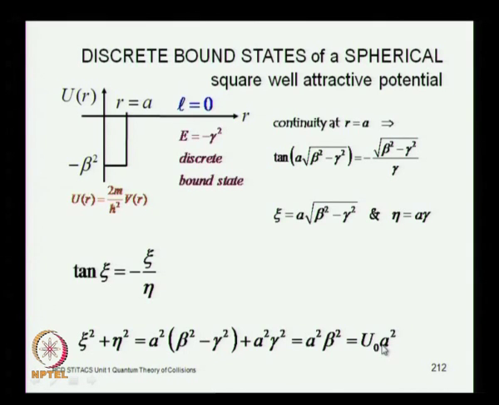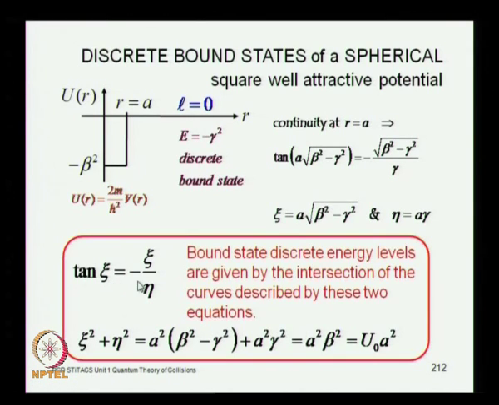Okay. So, u0 a square is what determines the strength of the potential: how deep it is, that is u0, and how far it has an influence, that is the range of the potential. So, xi square plus eta square equal to u0 a square must be satisfied, and the other relation that must be satisfied is that tan xi and minus xi over eta are equal, right.